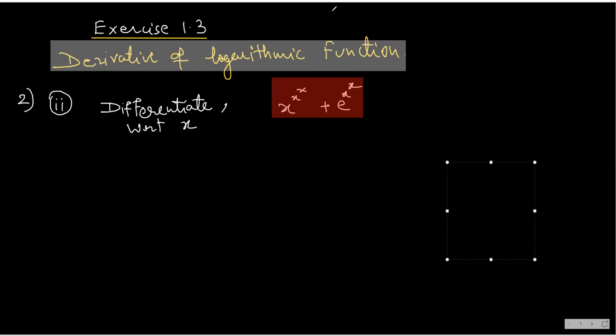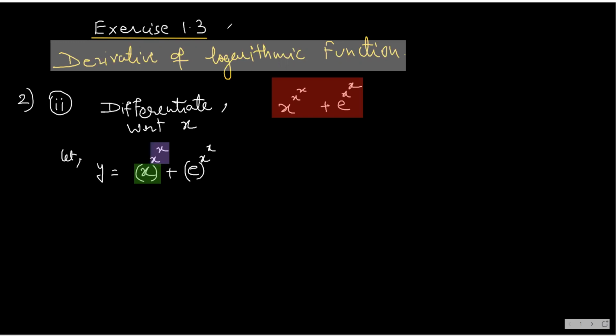So here what we have is x raised to x raised to x plus e raised to x raised to x. As usual, the first step: let y equals x raised to (x raised to x), plus e raised to (x raised to x). Now in the last lecture I explained that whenever you see variable raised to variable, taking a log becomes mandatory, because without log you cannot go ahead. It is not possible to get the derivative without taking log.